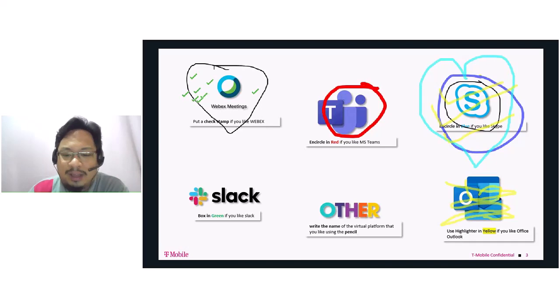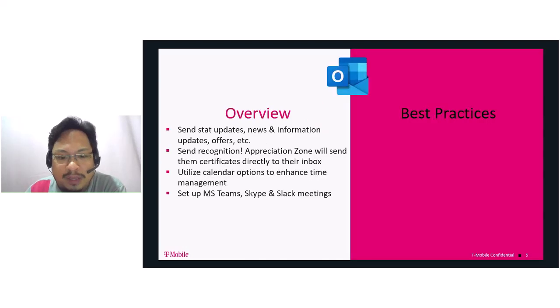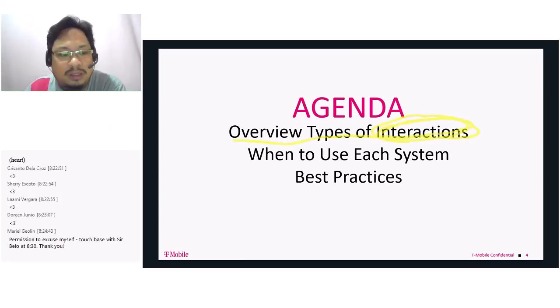So, I'm gonna proceed. Our agenda for today is for us to get an overview of the types of, oh, sorry, one second. Overview of the types of interaction. There are multiple ways for us to interact with our peers, our experts, our managers. We're gonna talk about that real quick. When to use each system.